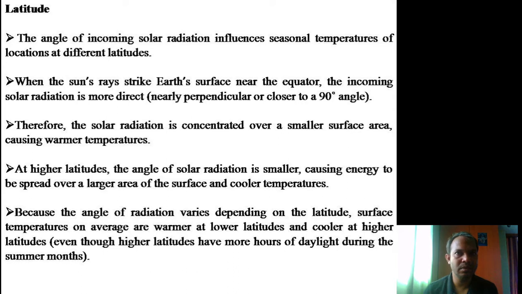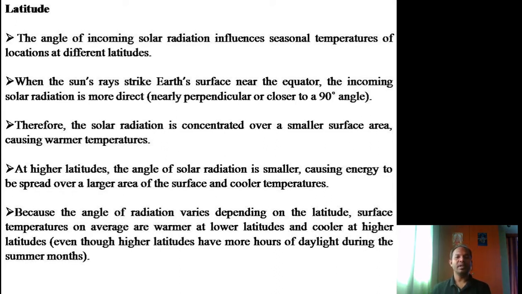Even if you find one nearby place, Chikmagaluru, at a higher latitude, the city itself will be warmer, whereas when you go to higher latitudes, you may find a good breeze and a chilling effect. It is only because of the smaller angle of solar radiation making it cooler. Is it clear? As this angle of radiation varies depending on the latitude, surface temperatures on average are warmer at lower latitudes and cooler at higher latitudes.